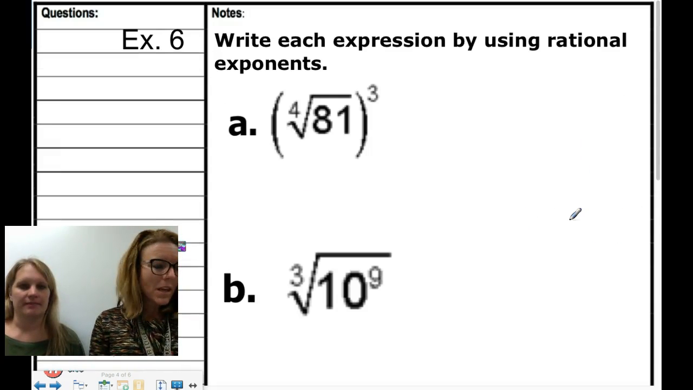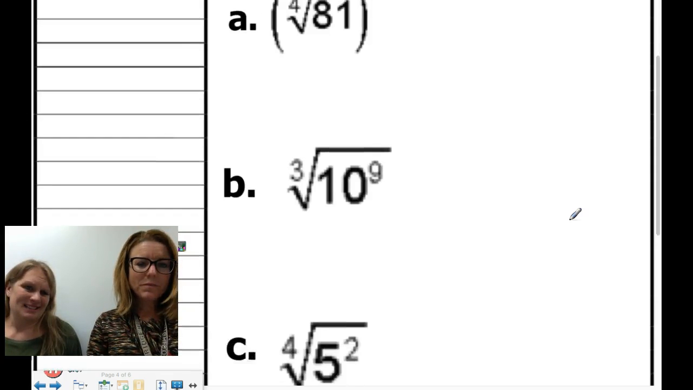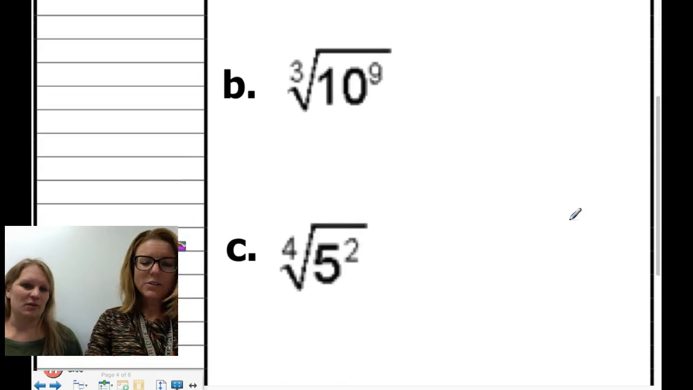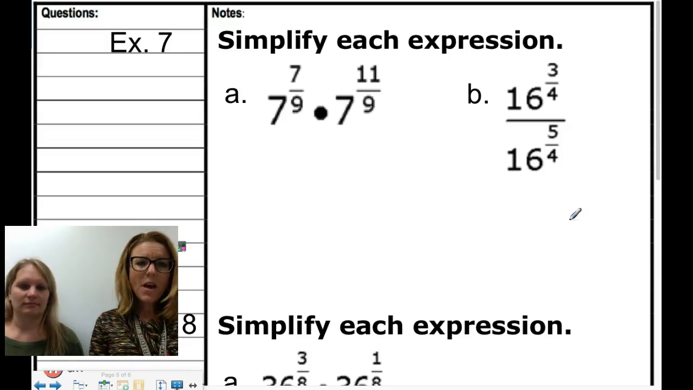That's easy. Should we save some of these for class? We could save all of these for class, these are quick and easy.